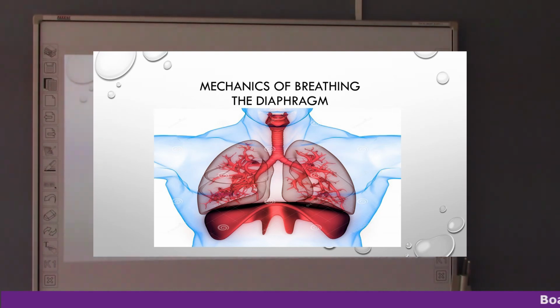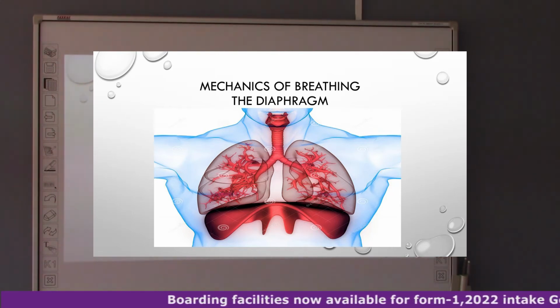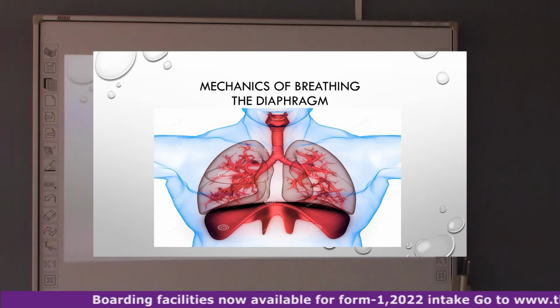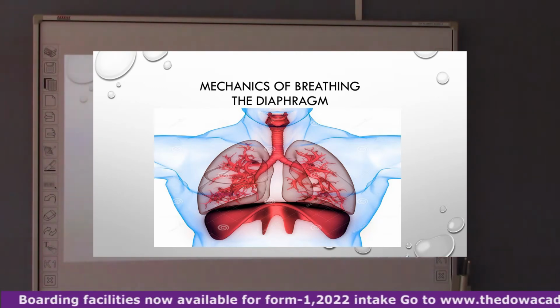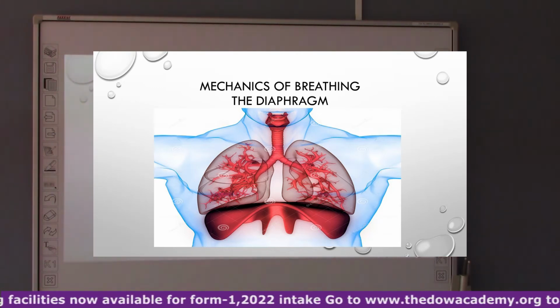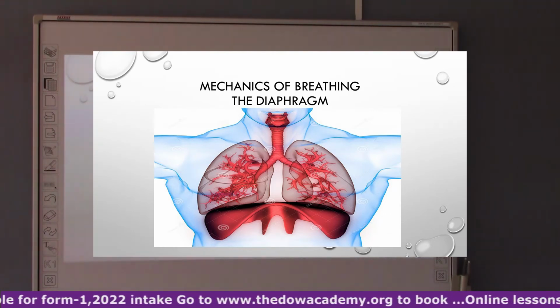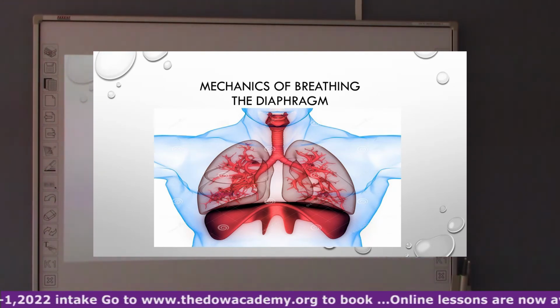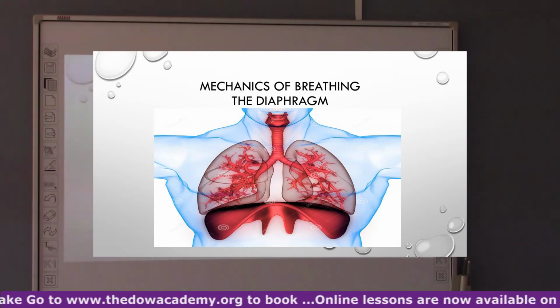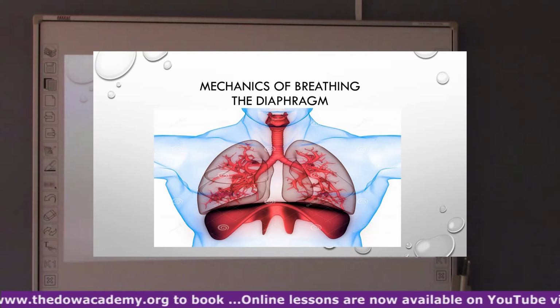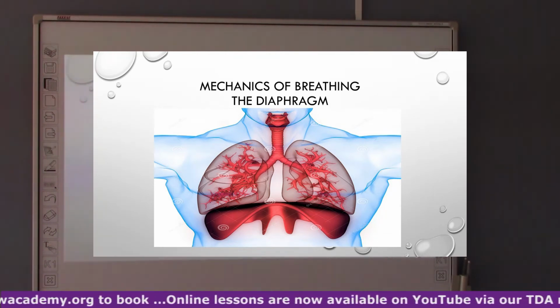Further going on, we are still dealing with the mechanics of breathing. Now we are taking a closer look at the diaphragm. In the diagram here, we have two sets of lungs. As we have explained in the previous slide, the diaphragm is found just below your lungs. Now, this red muscle here is our diaphragm. As you can see, it is located just beneath our lungs.